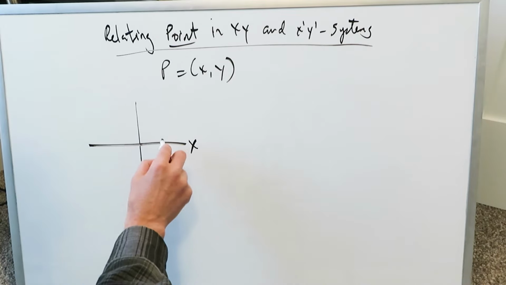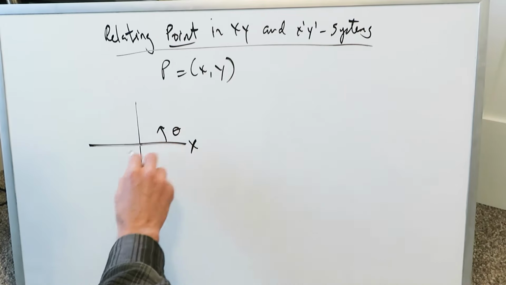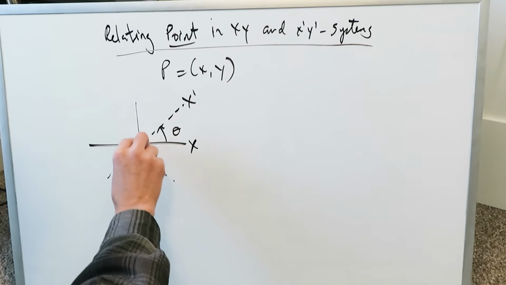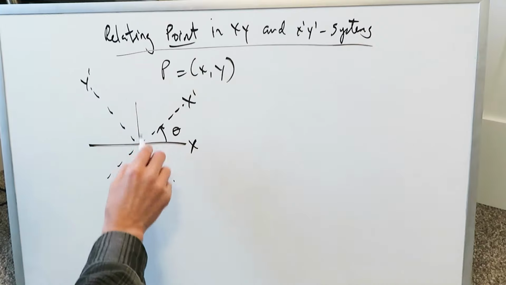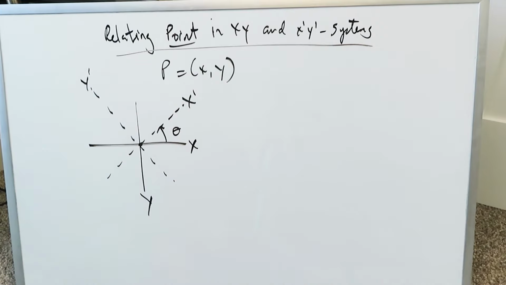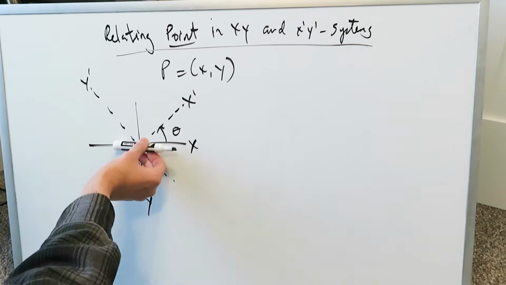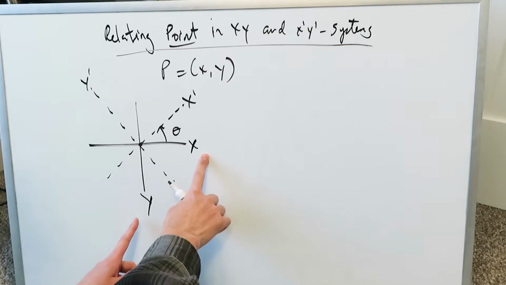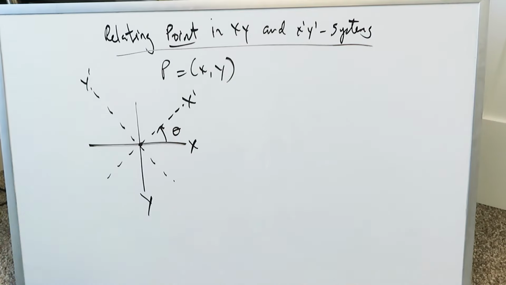Now, if you were to rotate the axis, you develop a new x-axis and you develop a new y-axis. But in all instances, the origin still stays the same. But you see how you've developed a new set of planes? That's exactly what we're talking about. The original is the xy system. The rotated axis is your x prime, y prime system.